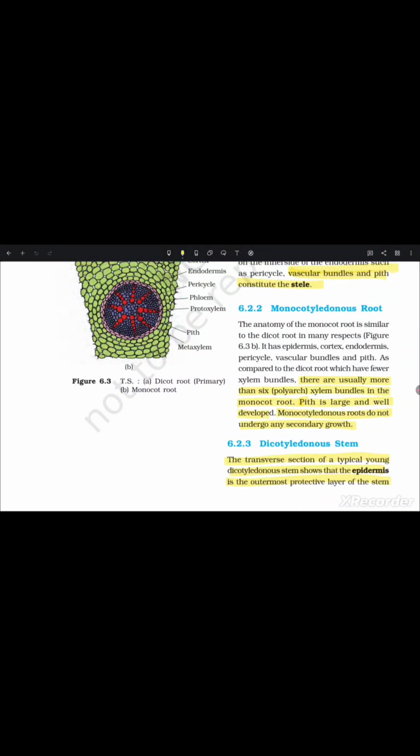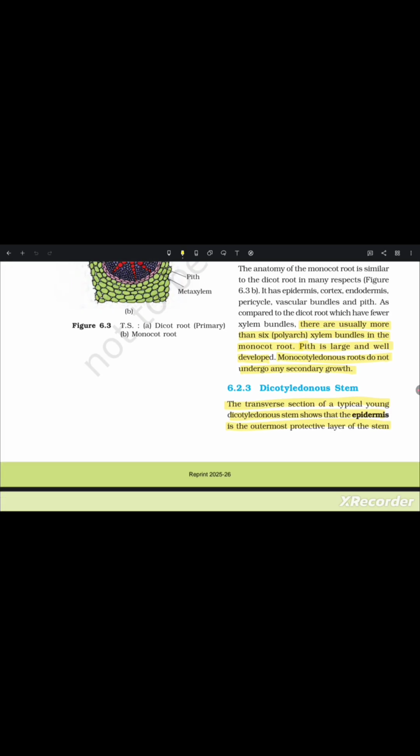Monocotyledonous root. The anatomy of monocot root is similar to the dicot root in many respects. It has epidermis, cortex, endodermis, pericycle, vascular bundles, and pith, as compared to the dicot root which has fewer xylem bundles. There are usually more than six polyarch xylem bundles in the monocot root. Pith is large and well developed. Monocotyledonous roots do not undergo any secondary growth.